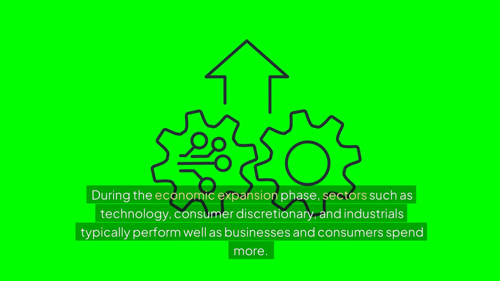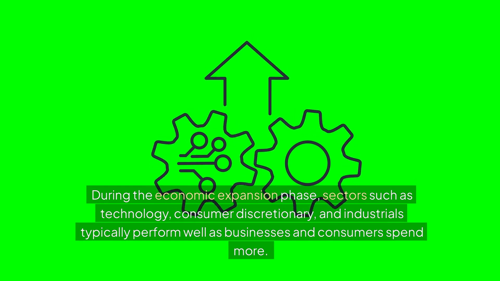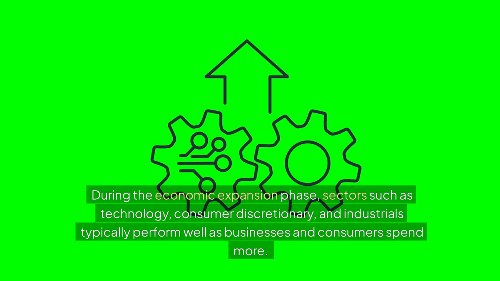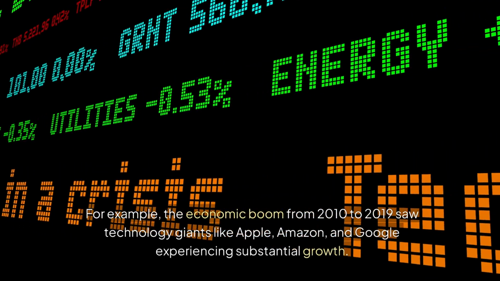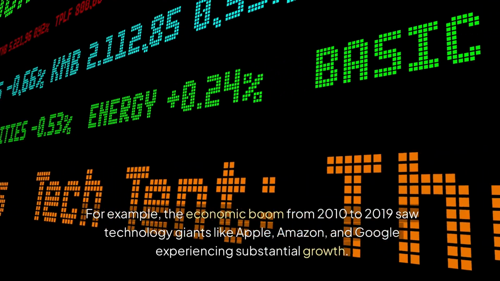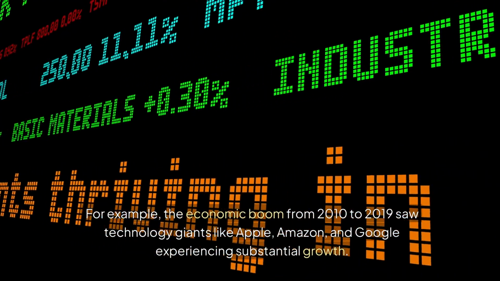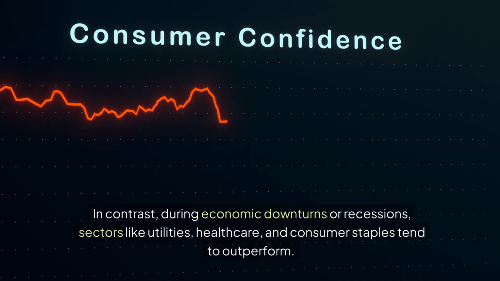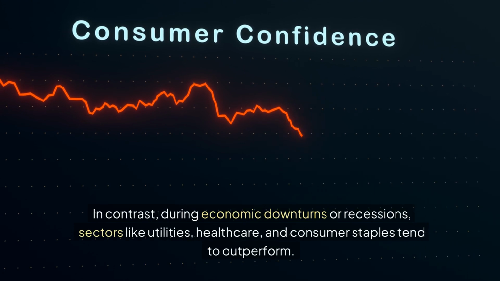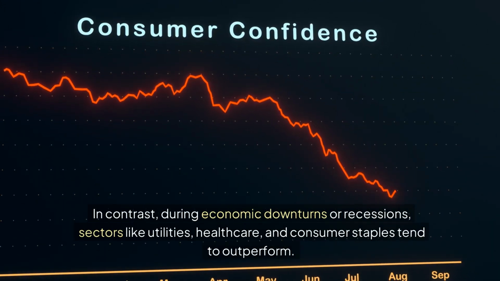During the economic expansion phase, sectors such as technology, consumer discretionary, and industrials typically perform well as businesses and consumers spend more. For example, the economic boom from 2010 to 2019 saw technology giants like Apple, Amazon, and Google experiencing substantial growth. In contrast, during economic downturns or recessions, sectors like utilities, healthcare, and consumer staples tend to outperform.